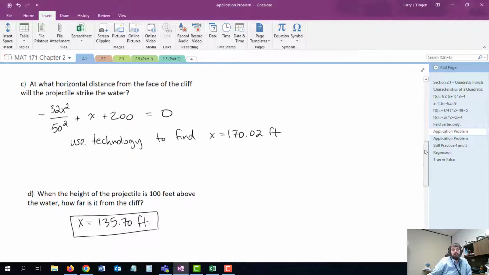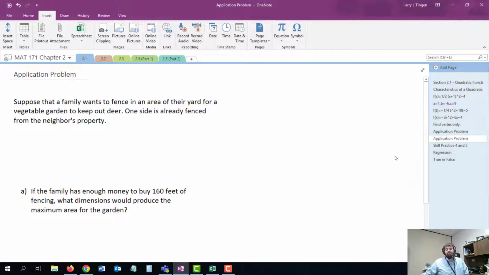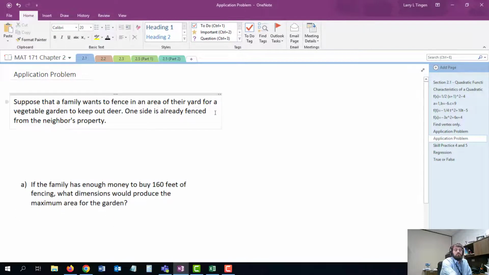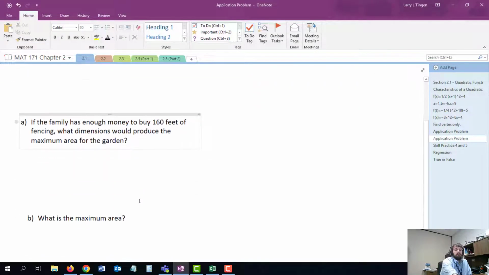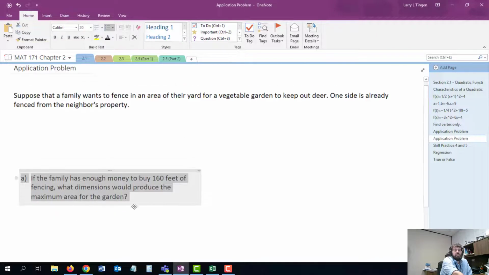All right. Okay, so that's one application problem out of the way for 2-1. Let's go after another one. Suppose a family wants to fence in an area of their yard for a vegetable garden to keep out deer. One side is already fenced from the neighbor's property. The family has enough money to buy 160 feet of fencing. What dimensions would produce the maximum area for the garden? And then B, what is the maximum area?